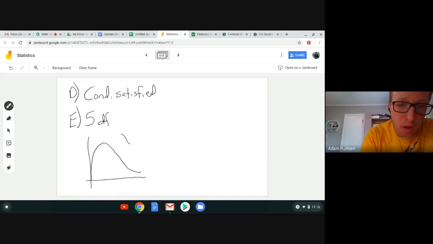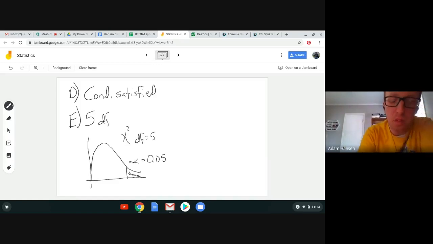Here's our chi-square model with 5 degrees of freedom. It's always right skewed, so we're going to put the significance level, the chance we make a type 1 error, in the right tail. So for 5 degrees of freedom, what is that critical chi-square score?